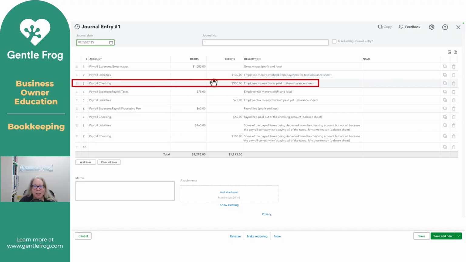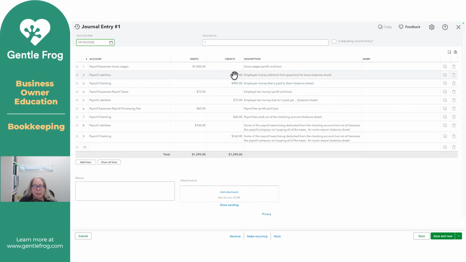Line number 3 is the direct deposit or the checks issued to the employees. The employee money is $1,000, allocated as $100 to tax and $900 to the employee. So lines 1 through 3 balance. If you squish them together, they turn into equal on both sides.